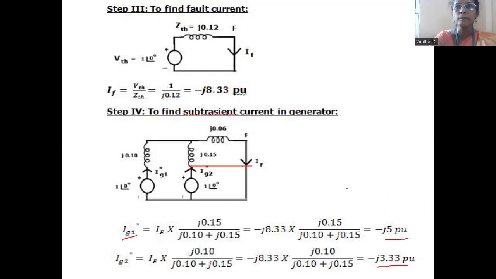So, in this problem, to find the fault current, we have to use Thevenin's theorem, and in order to find the subtransient current through the reactances, we have to use the current division technique.